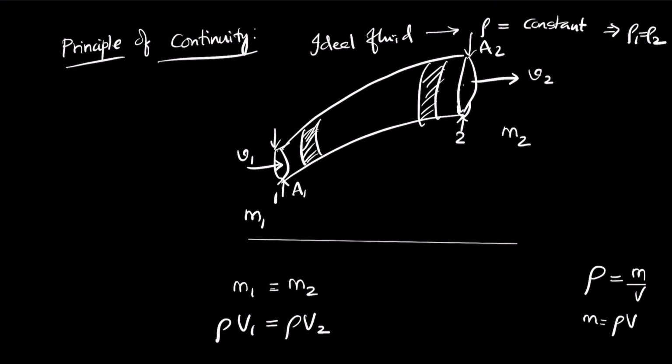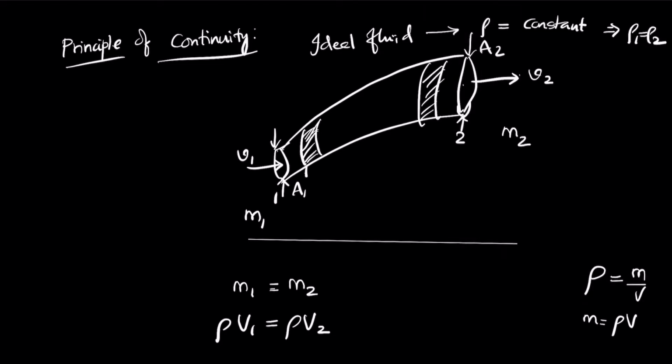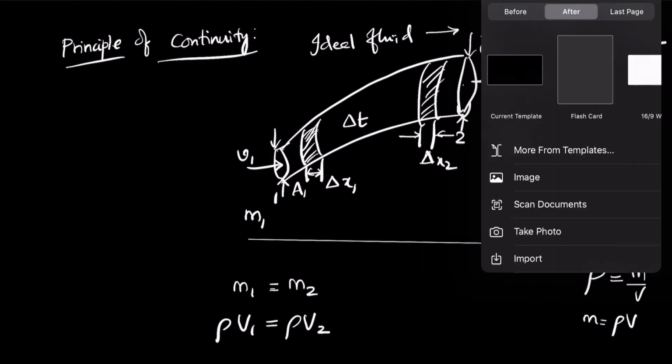Now let's consider the idea here. We need to have the volume. So let's consider that this liquid moves a small distance, delta x1, and this moves a distance of delta x2, over a time delta t. So how do we consider the ideal condition here?